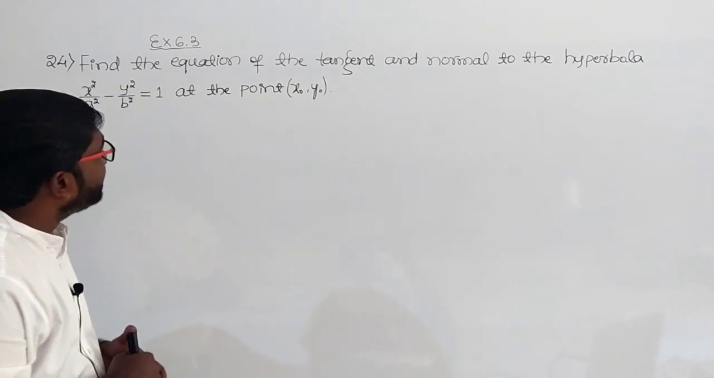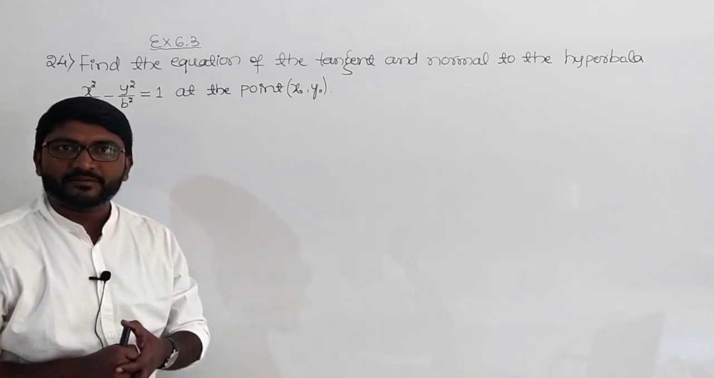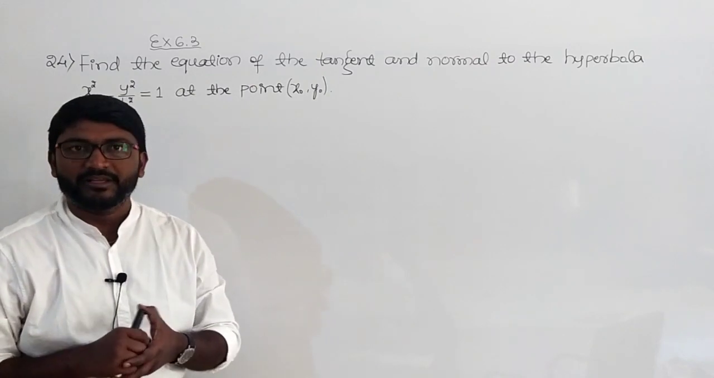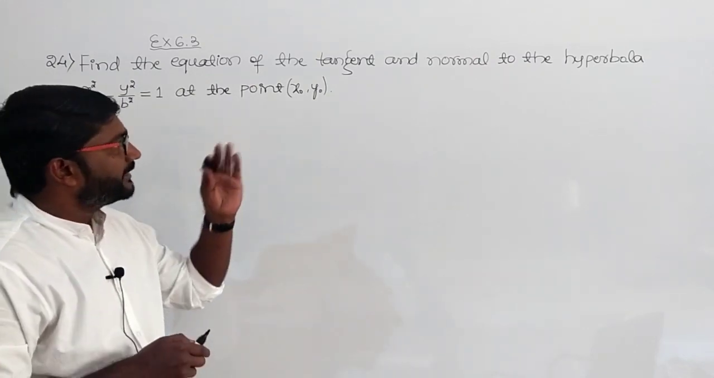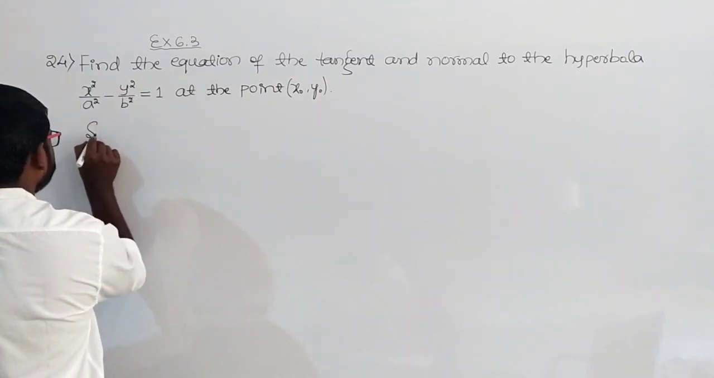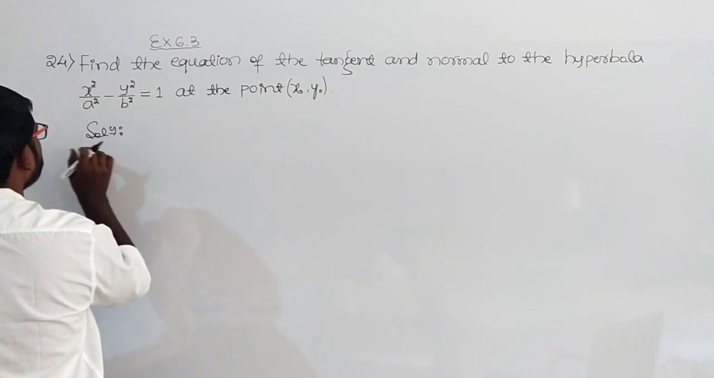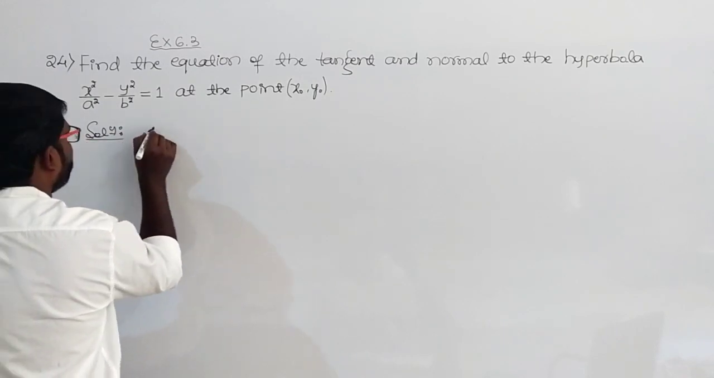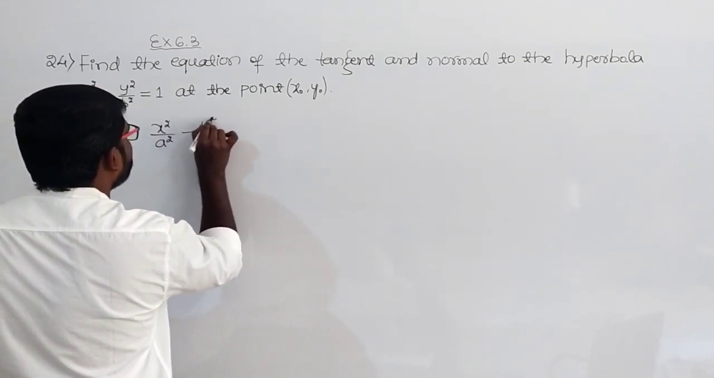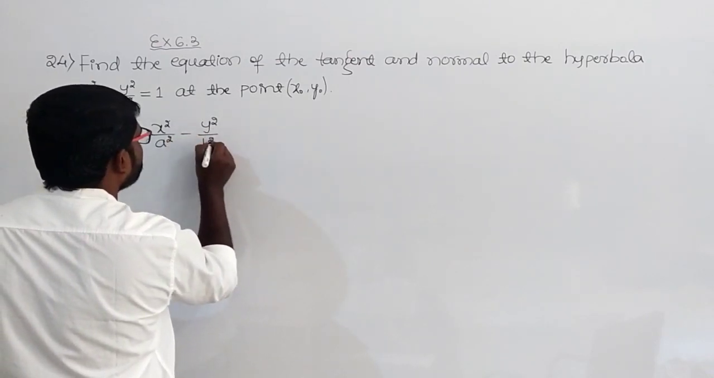So the question is, find the equation of the tangent and normal to the hyperbola x square by a square minus y square by b square equal to 1 at the point x naught comma y naught. So here we will have to find the equation of the tangent and the normal for the given equation of the curve. So let us write the equation of the curve, that is x square by a square minus y square by b square, which is equals to 1.